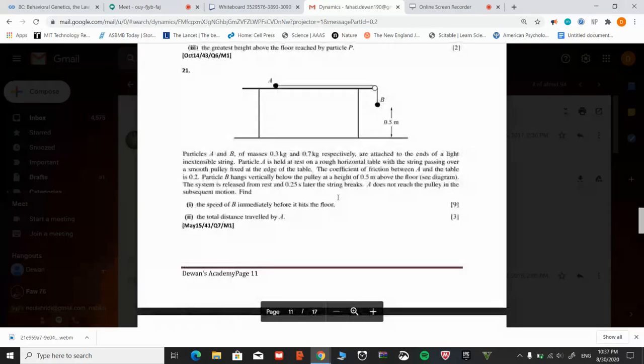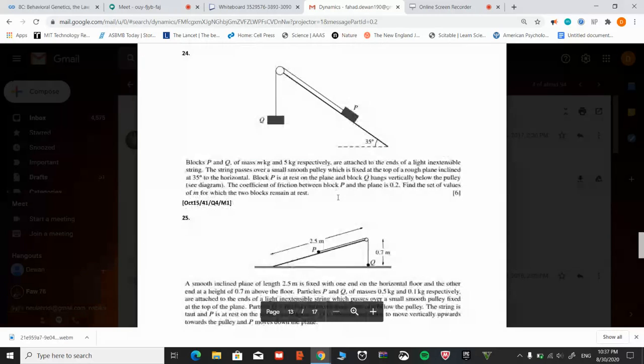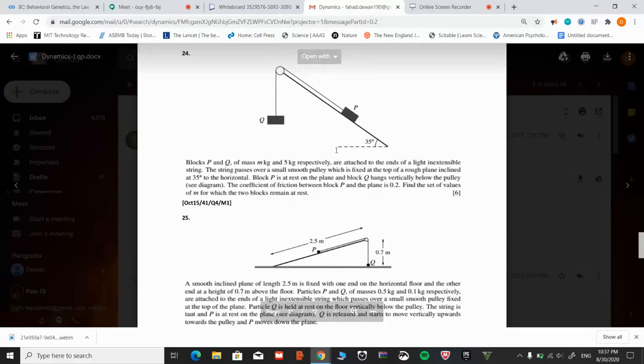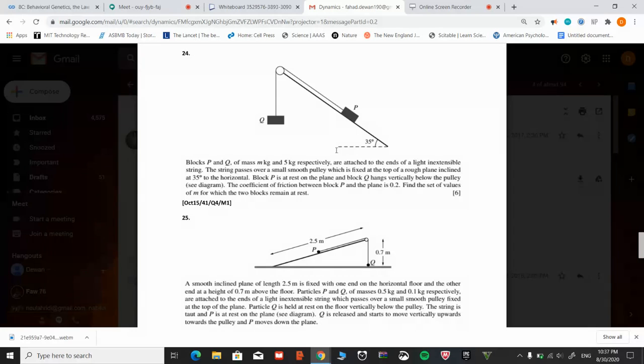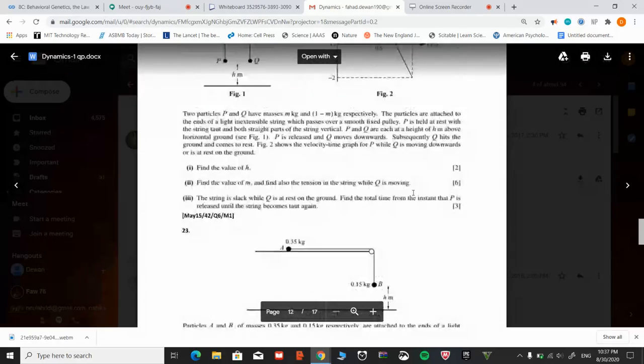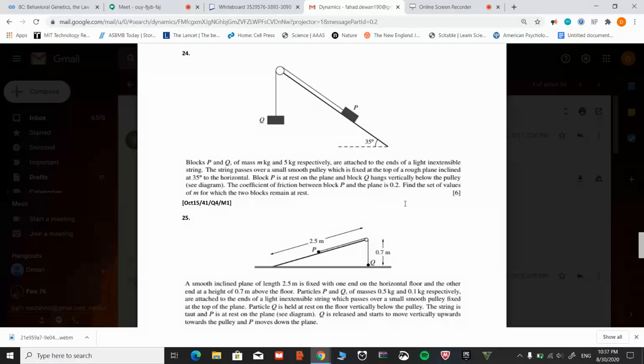Let's try to do something with friction. All right, let's do number 24. Take Dynamics 1, coefficient of friction 1, 2.